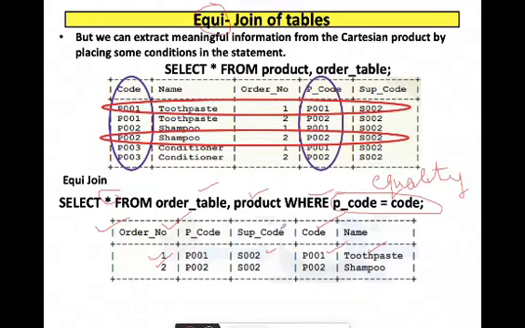So we conclude that equijoin is a condition of equality put on the cross join to extract meaningful information from the Cartesian product or cross join of two tables.